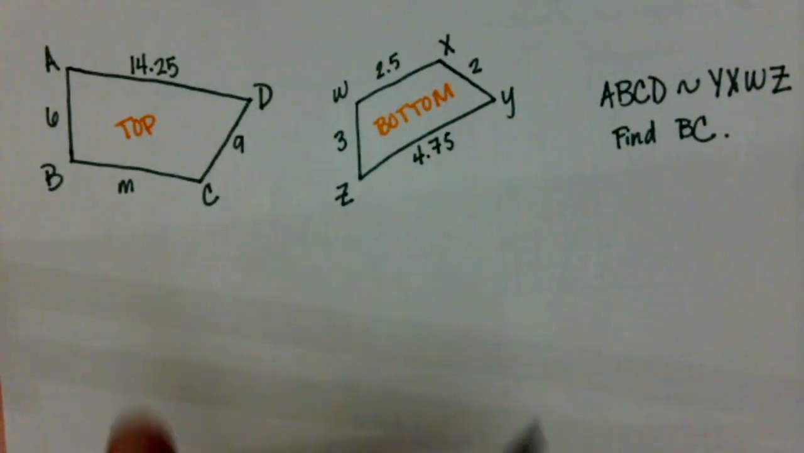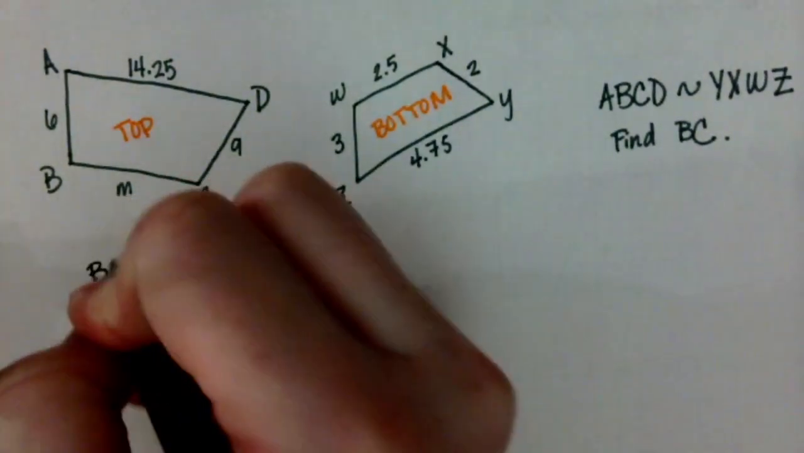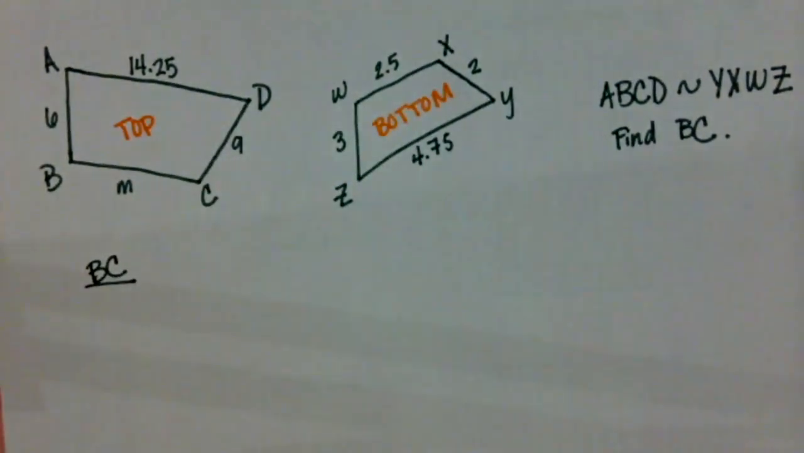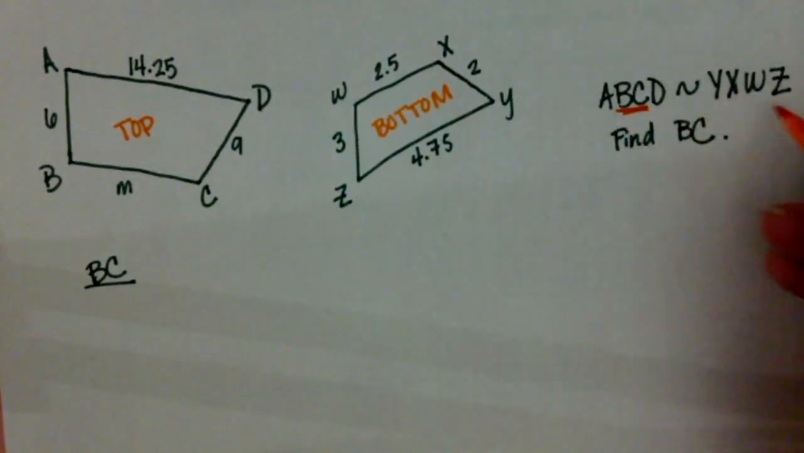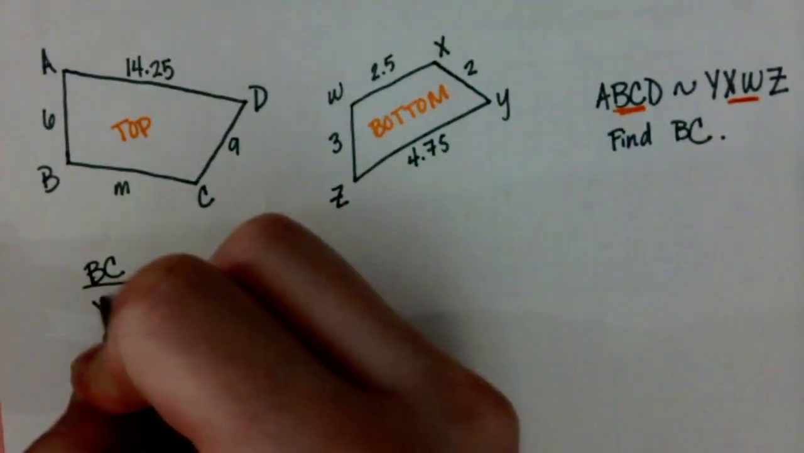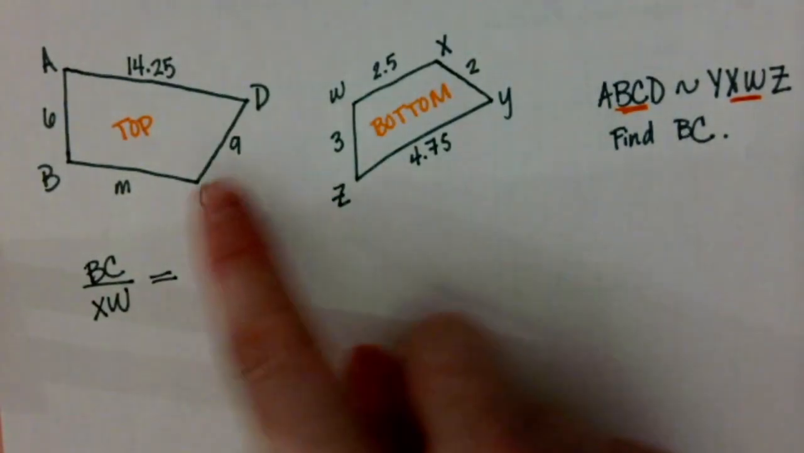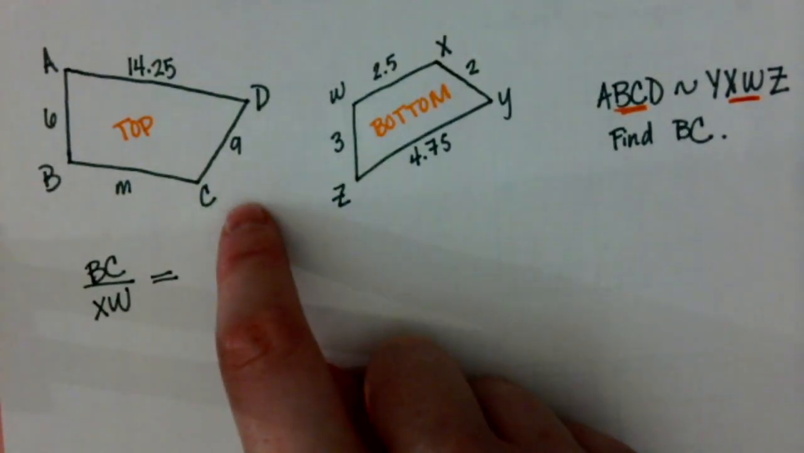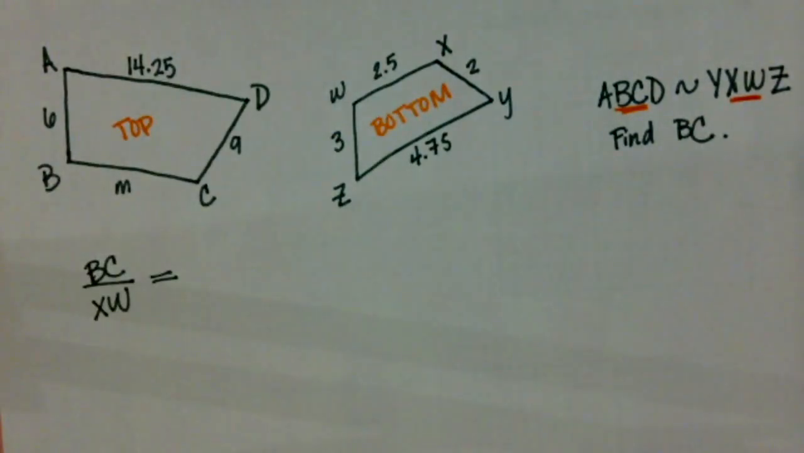We first want to start with our missing value, BC, because I know I need to solve for that one. So I'm going to start with BC over, and then I go to my similarity statement and I see that BC is the same as XW. Equals, and then I need to go back to my top shape and find a side with a length that's given to me. In this case all three other sides are given, so I can pick whichever one I want to use.